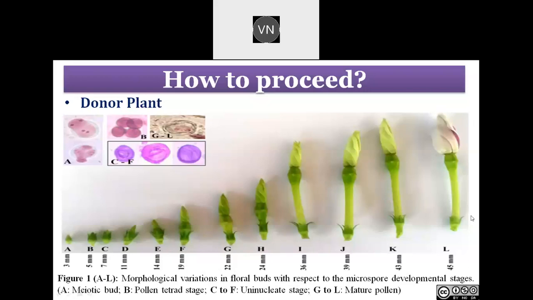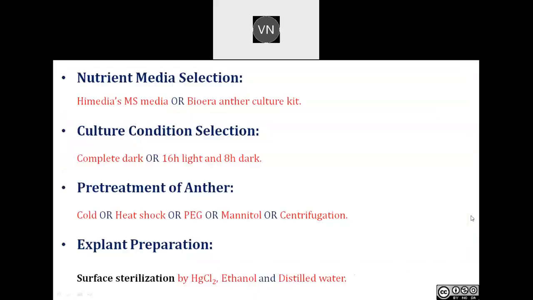Here, while doing androgenesis, first we have to select a perfect stage of microspore development, and that perfect stage is the uninuclear stage. If you look at the bud size of Catharanthus roseus here, the bud size from C to F, from 7 mm to 19 mm, represents the perfect stage of uninuclear microspore development. If you culture microspores at this point, then only will it give rise to a perfect haploid plant. Next, please.